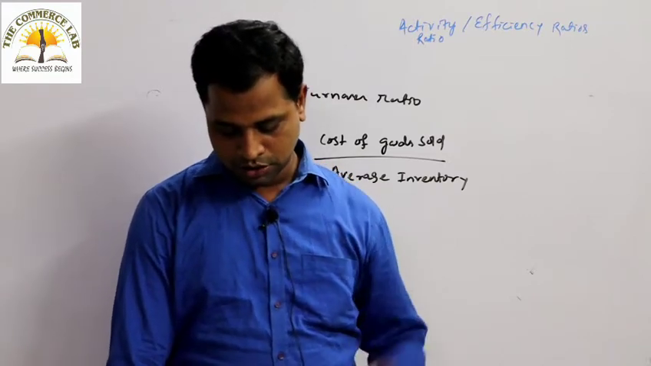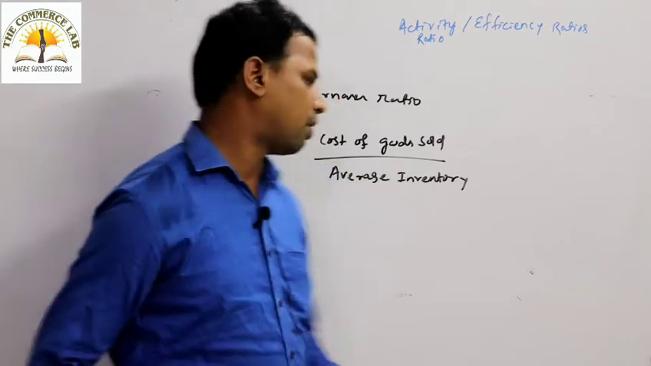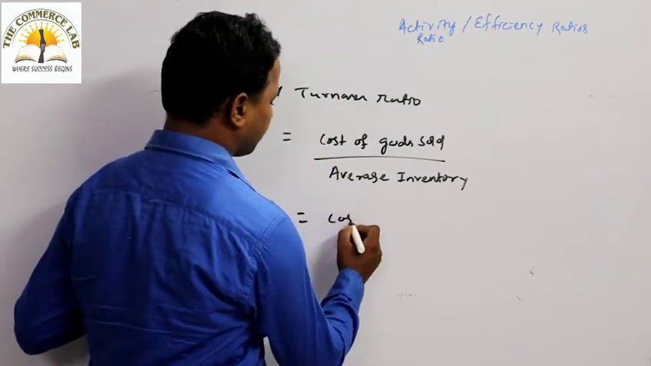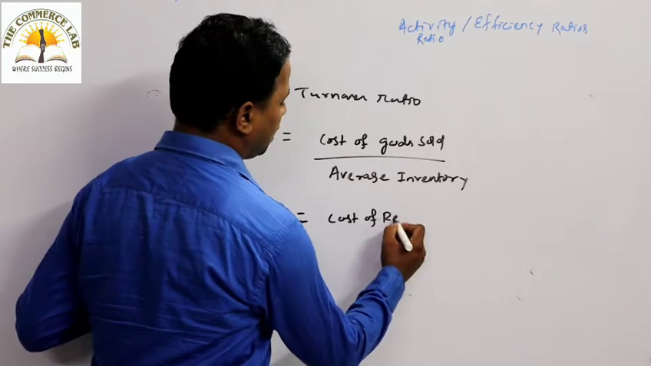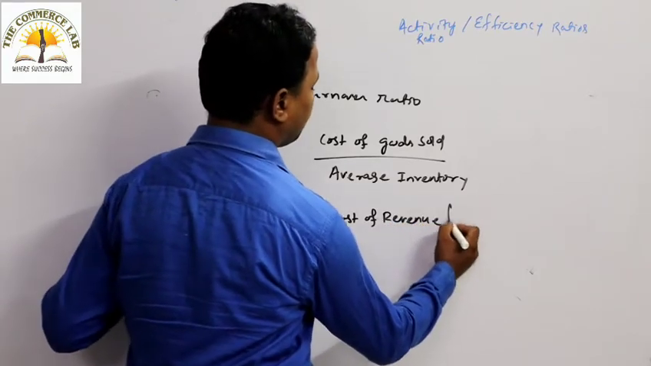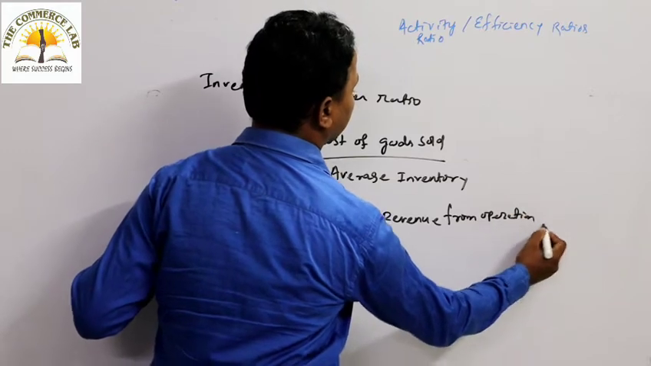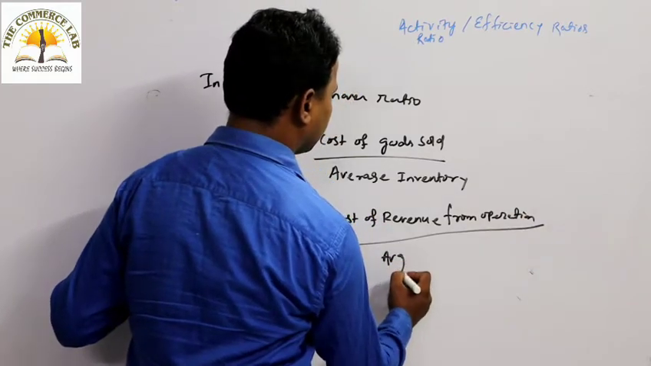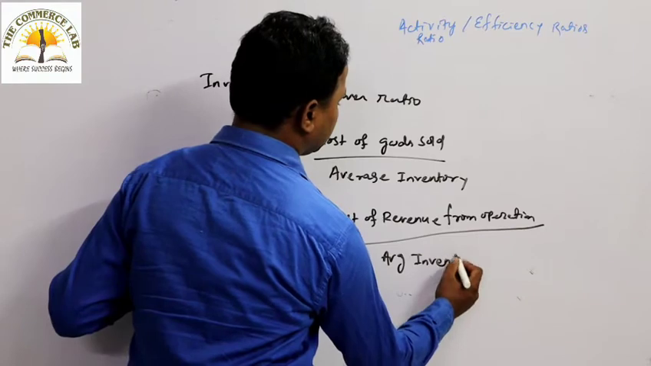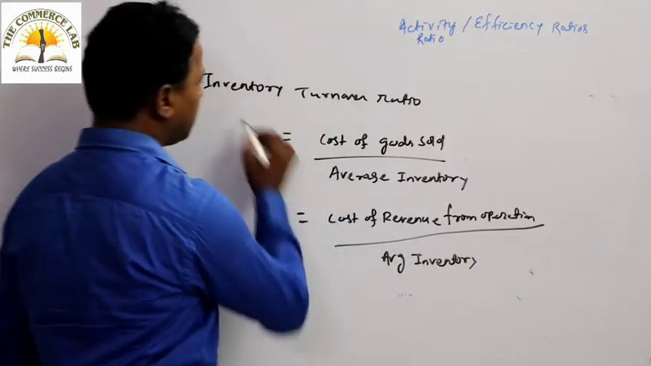Or sometimes we can say sales per average inventory, or cost of revenue from operations divided by average inventory. So this is the formula you have to use to calculate the inventory turnover ratio.